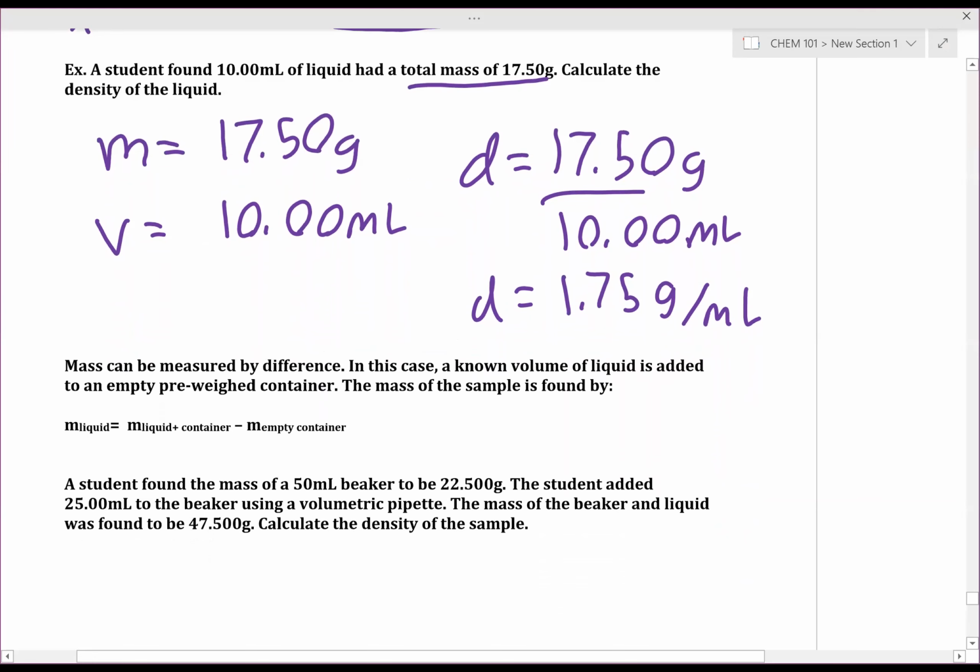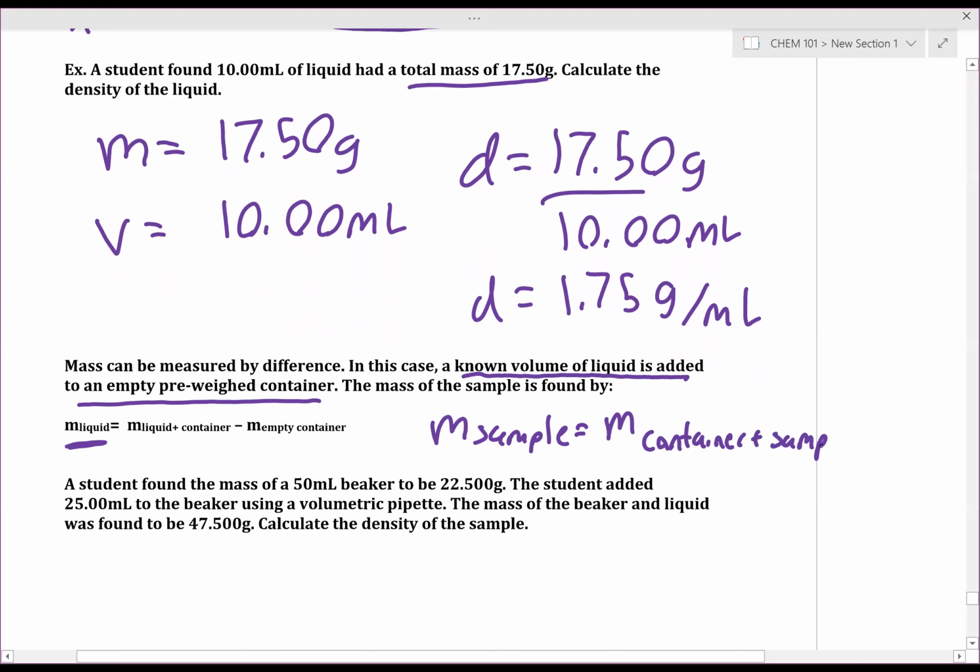So let's do this with some pictures. In this case, a known volume of liquid is added to an empty pre-weighed container. And to calculate the mass of your sample, the mass of your sample is equal to the mass of the container plus sample minus the mass of the container. Right? Since any mass that is not made up of our container is going to be our sample. So this is a common method.